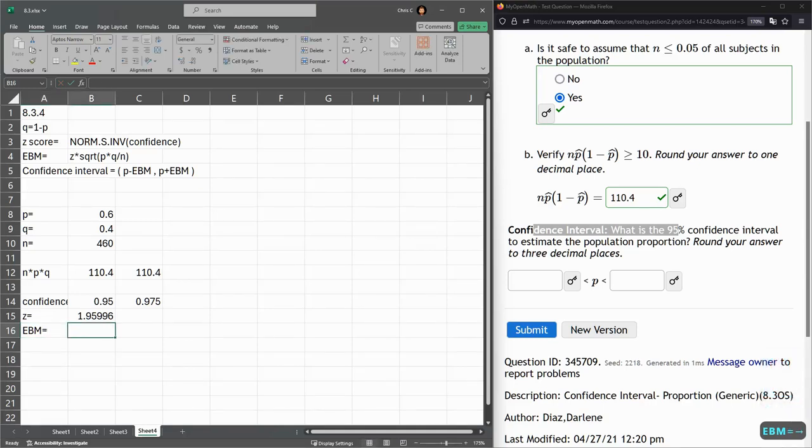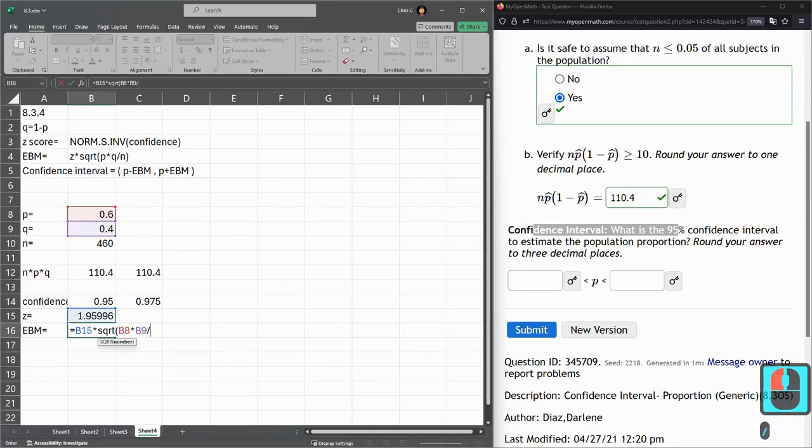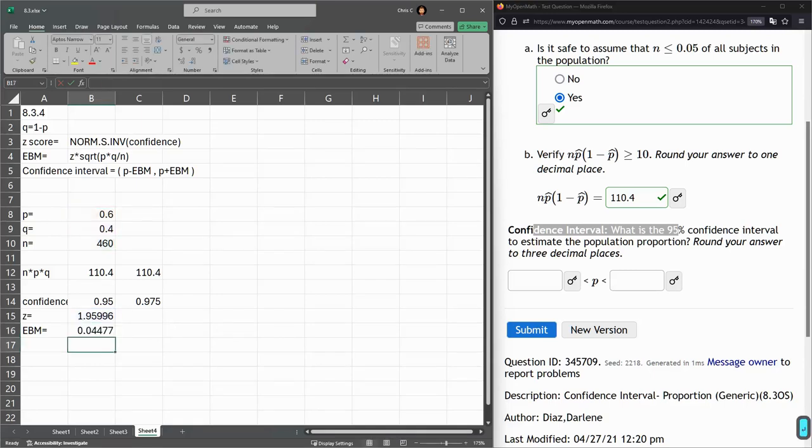EBM is right up at the top of the screen again. So this equals Z times square root of P times Q over N. There we go. Now we're just going to take this and add it to and subtract it from the proportion. That'll give us our low and our high.